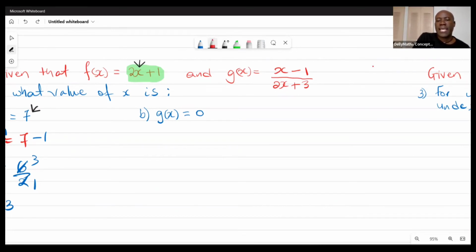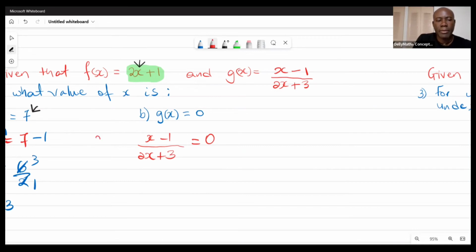The g function is as follows: x minus 1 over 2x plus 3. Let this equal 0. So when that is equal to 0, the only thing we have to do now is solve. In solving this, we're going to multiply both sides by 2x plus 3 and get rid of that denominator.